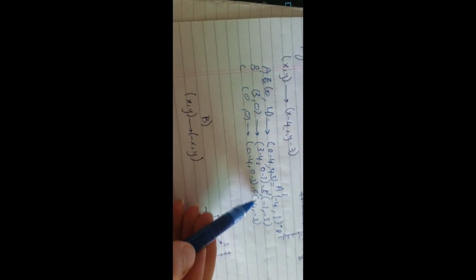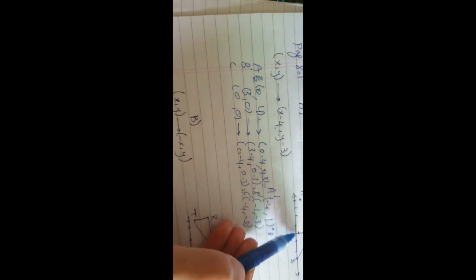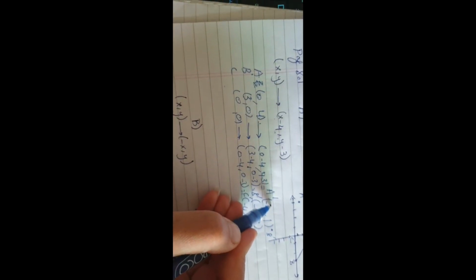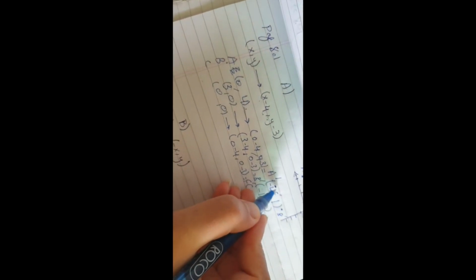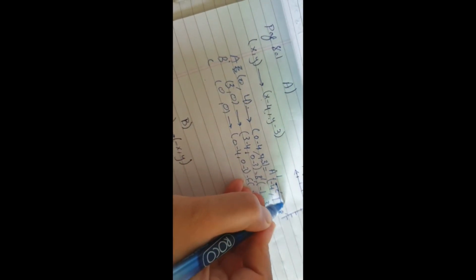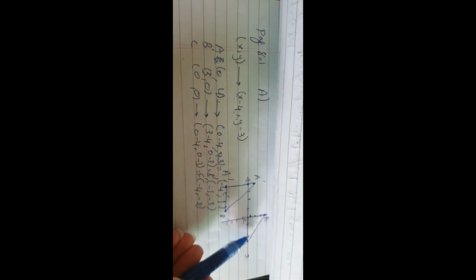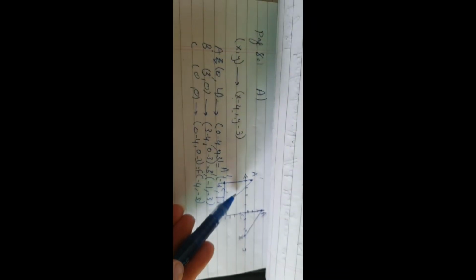C prime, negative 4 and negative 3. Yani negative 4 and negative 3 down. So it becomes in here. Sorry that it's very messed up because I don't have space. So this is my new triangle. So my pre-image, this is the pre-image, and this is your image.